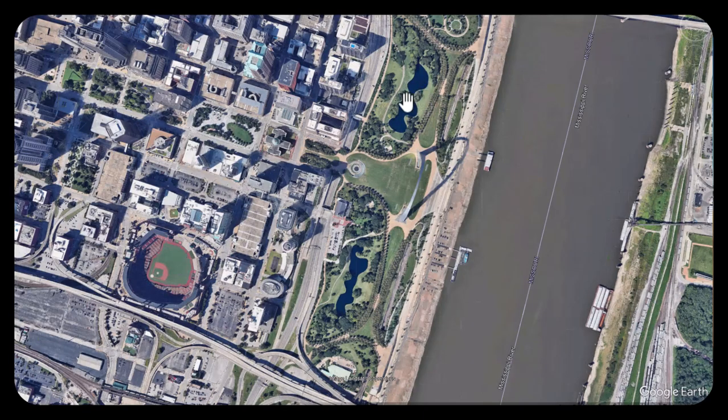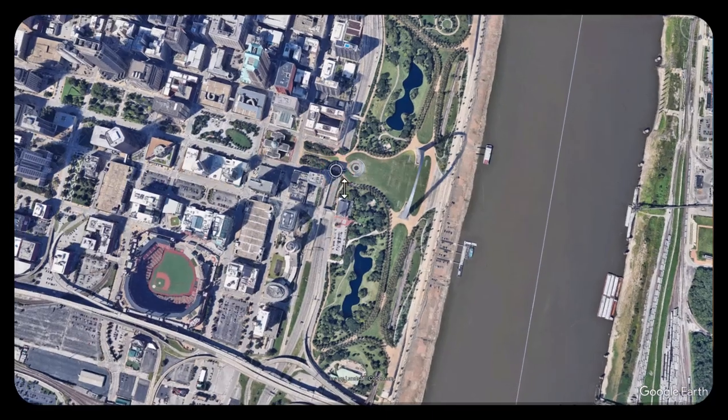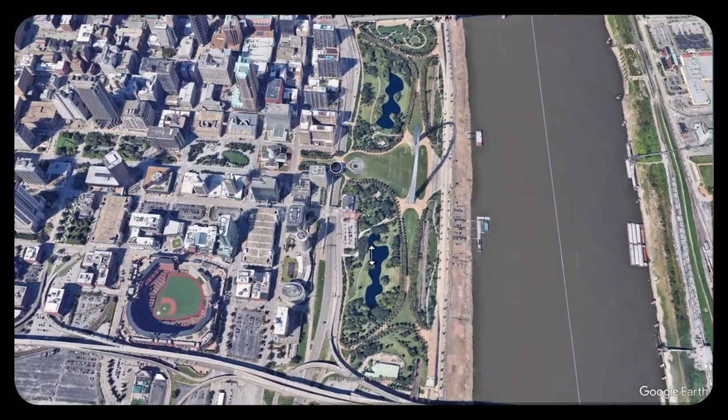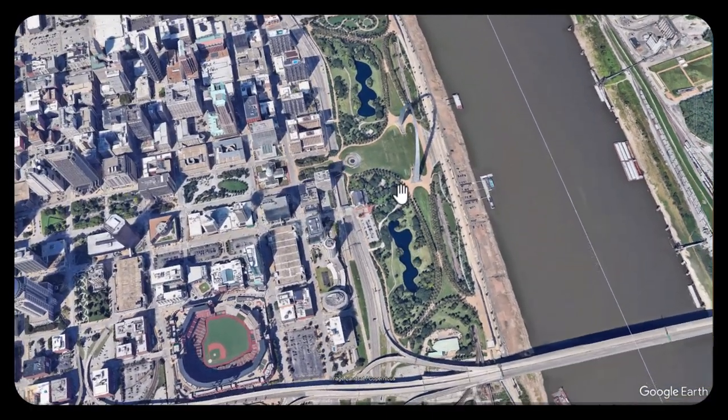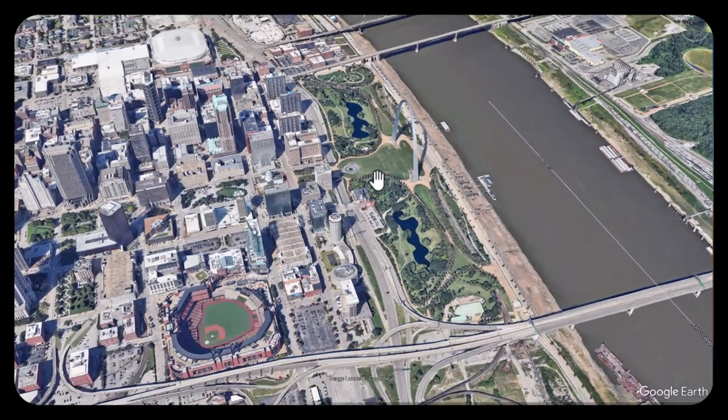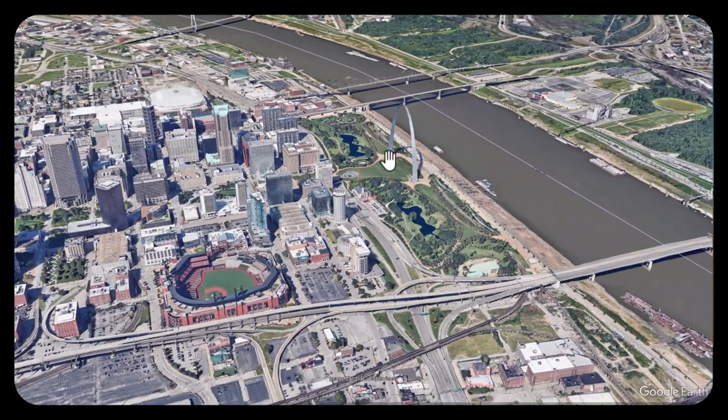Hi my friends, let me show you something very interesting now. This is the Mississippi River and this is the St. Louis town in United States. You see something extraordinary.